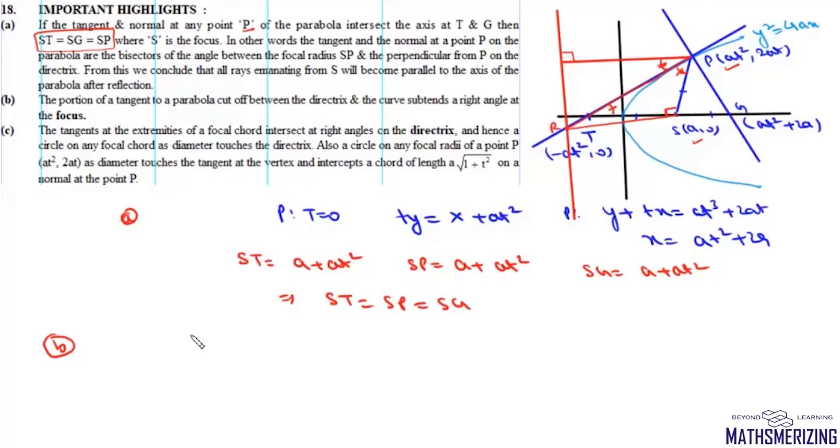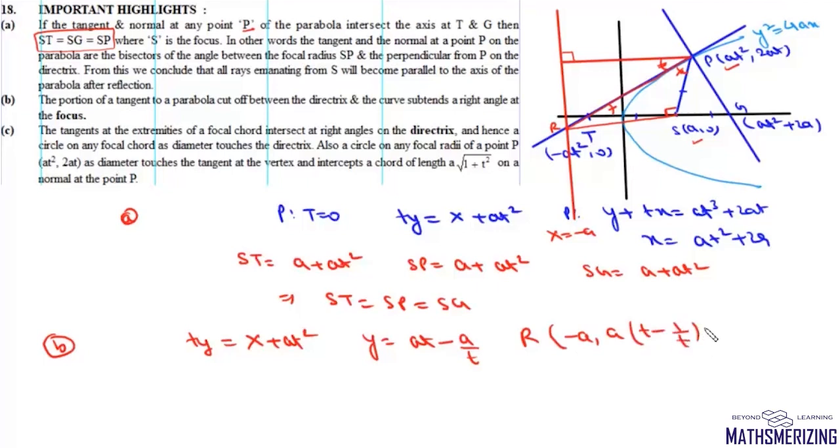So the equation of the tangent is ty equals x plus at square. Now we need the point of intersection with the directrix, which is x equals minus a. So we'll put x as minus a, we'll get y as a(t minus 1/t). So the coordinate of this point R will be (minus a, a(t minus 1/t)).